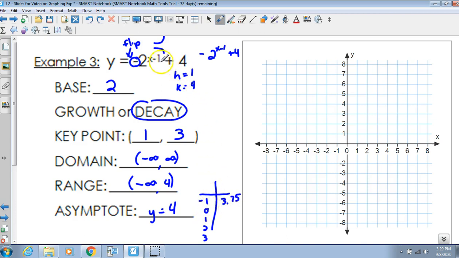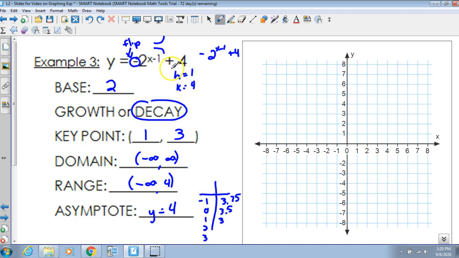If we plug in 0 into our function, 0 minus 1 is -1. 2 to the negative first power is 1/2. The opposite of that is -1/2 plus 4, which makes 3.5. If we plug in 1, 1 minus 1 is 0. 2 to the 0 power is 1. The opposite of that is -1 plus 4, which is 3.